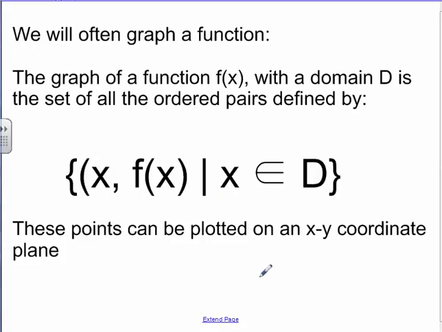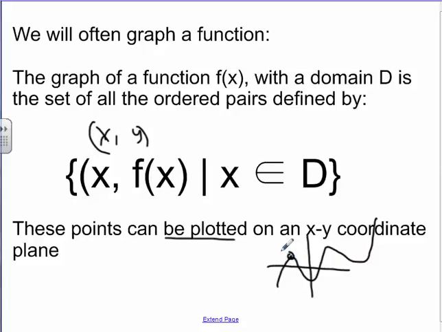So, okay, when you graph a function, it seems kind of silly to define it, but the graph of a function would be all of the ordered pairs defined by x and f of x, or essentially x and y. If x and y is a point on your graph and it can be plotted, then that makes the graph. So if you have a graph and it goes wherever, all of these points should be an xy point. There should be an xy point here, here, and here. And that's what a graph would be.